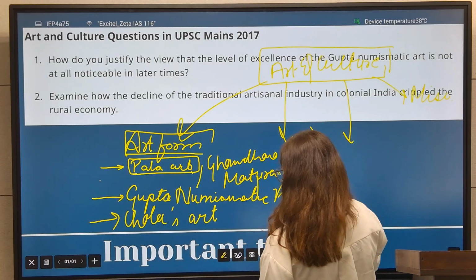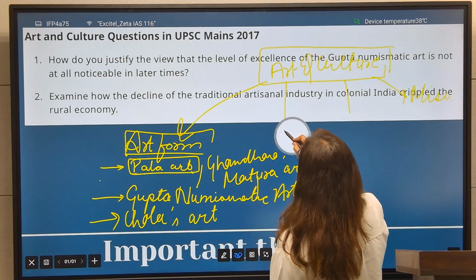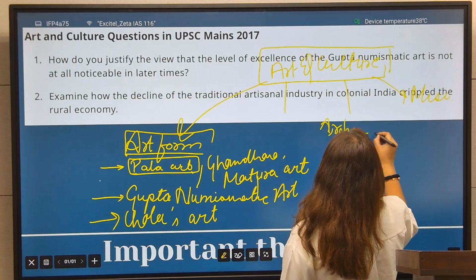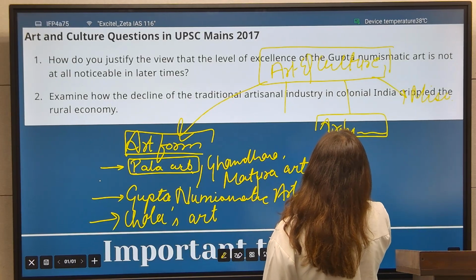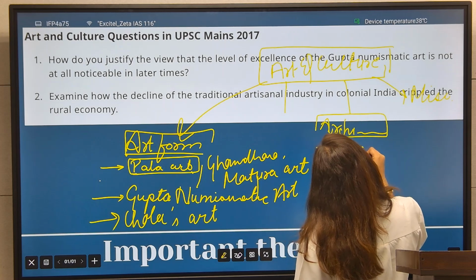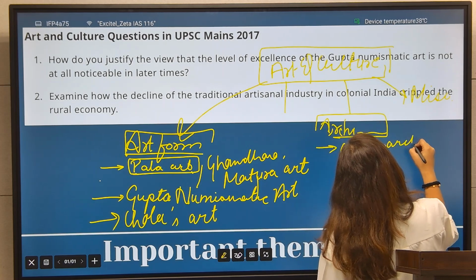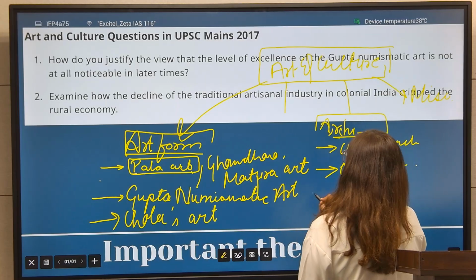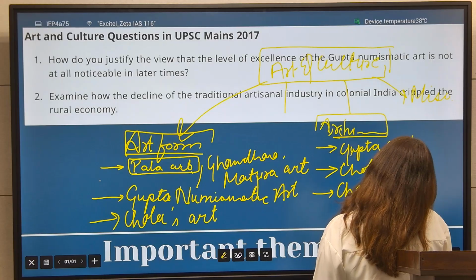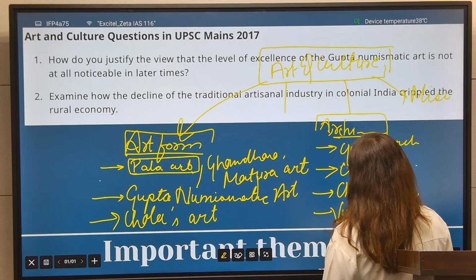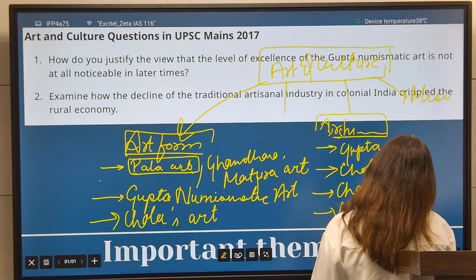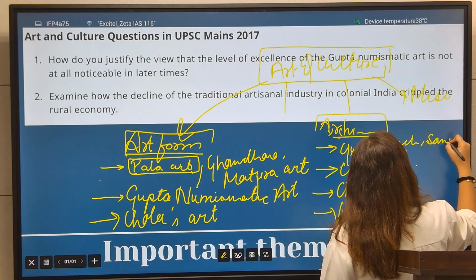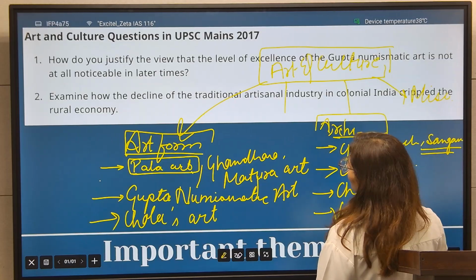If we see the architecture part, Gupta architecture was asked, Chola architecture was asked, Chalukya was asked. Vijayanagar is a very important topic for art and culture. Sangam architecture was asked. So you have to prepare all this.